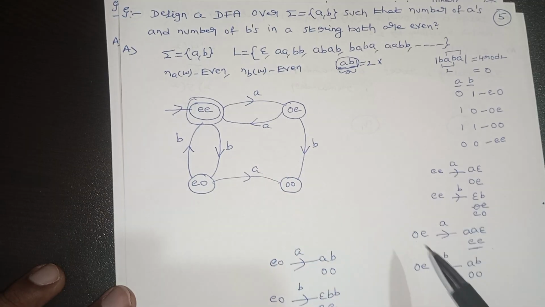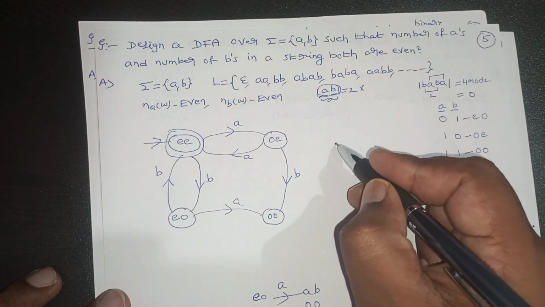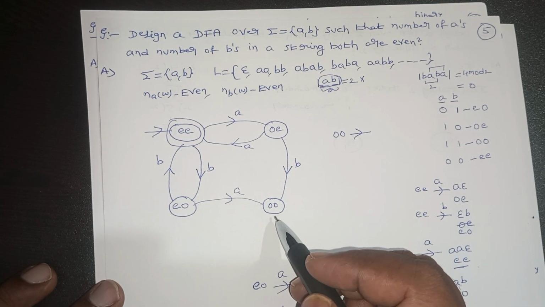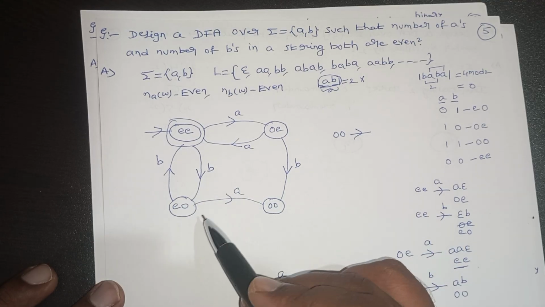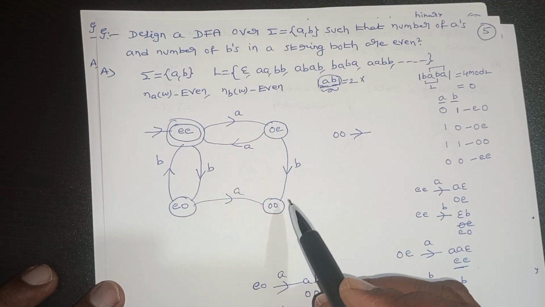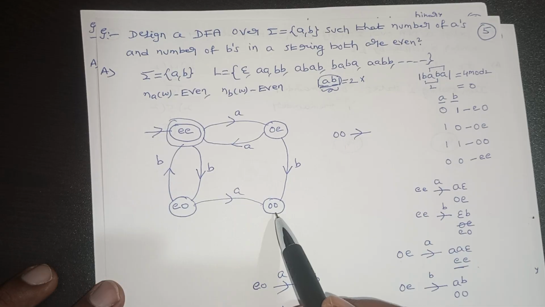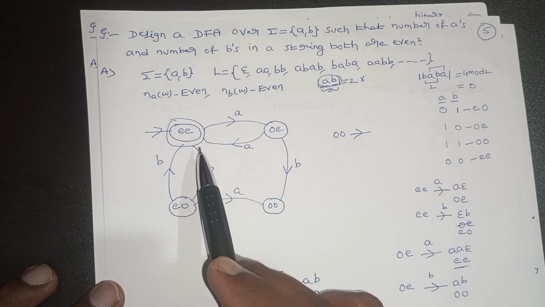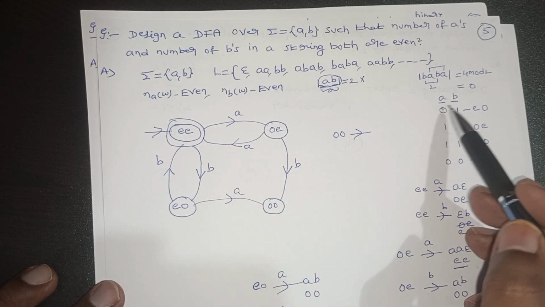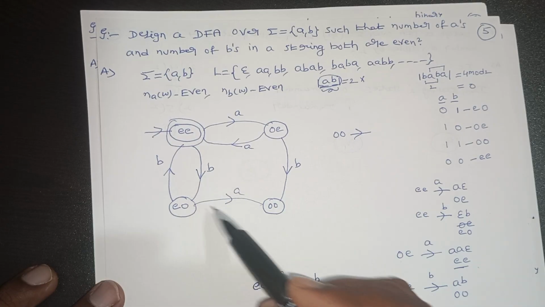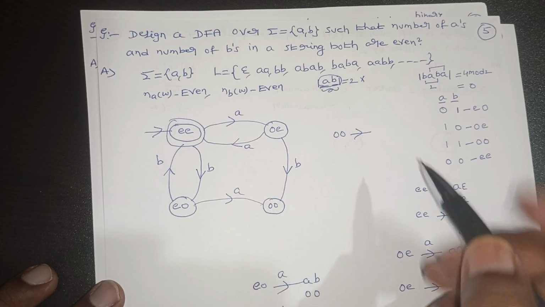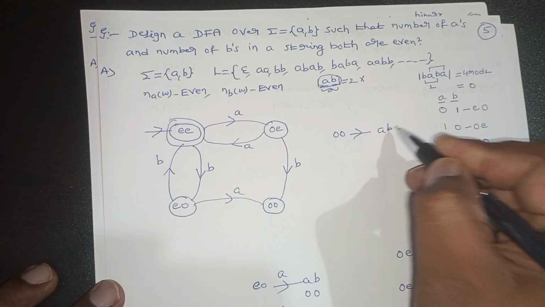Now OO is pending. Take the path to OO. First write the path: how do I reach OO from the start state? You take this or you take this. So EE on A, next B. I reach the state OO through this path. You may take the other one also, no problem. I am taking this one for my convenience, because I have taken the sequence AB. If you take BA, you go like this. So EE on AB, this is the path. First write the path AB.